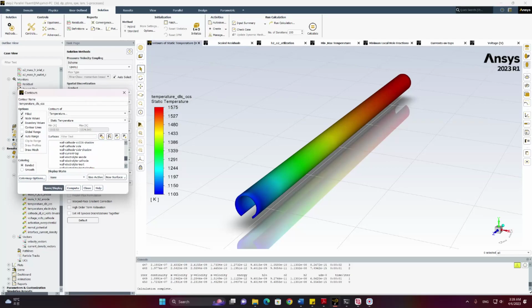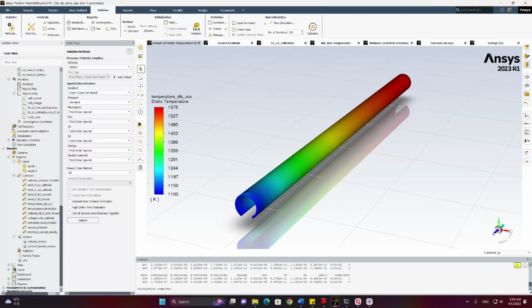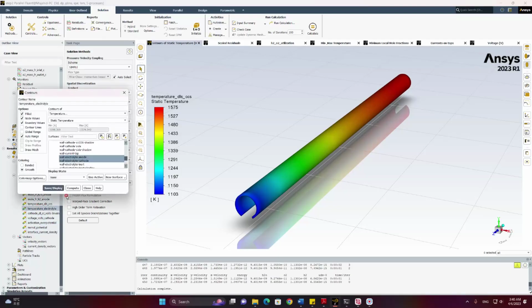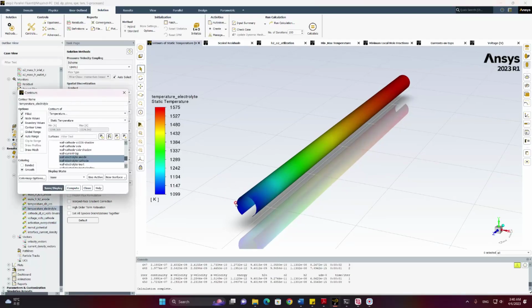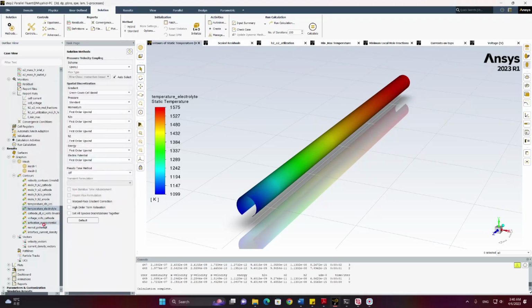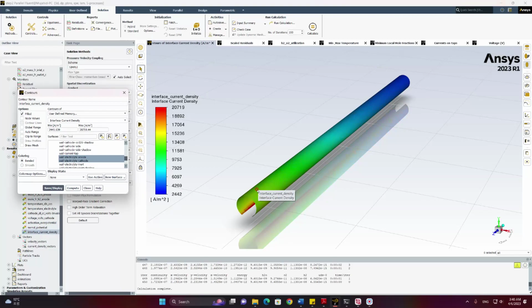The next figure that we want to show is the temperature on the electrolyte surface. So we have the temperature in display, and again we have got the temperature distribution on the electrolyte surface. Now we have interface current density also. We can save it, the interface current density in ampere per meter square.